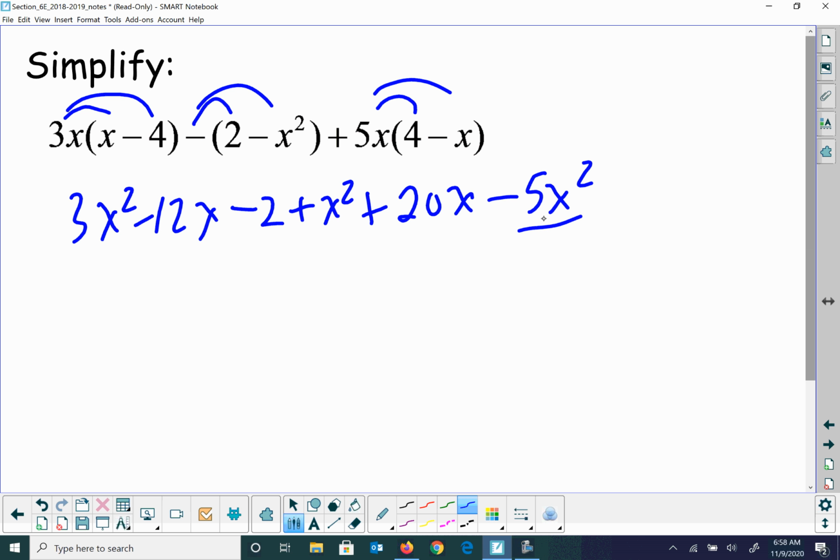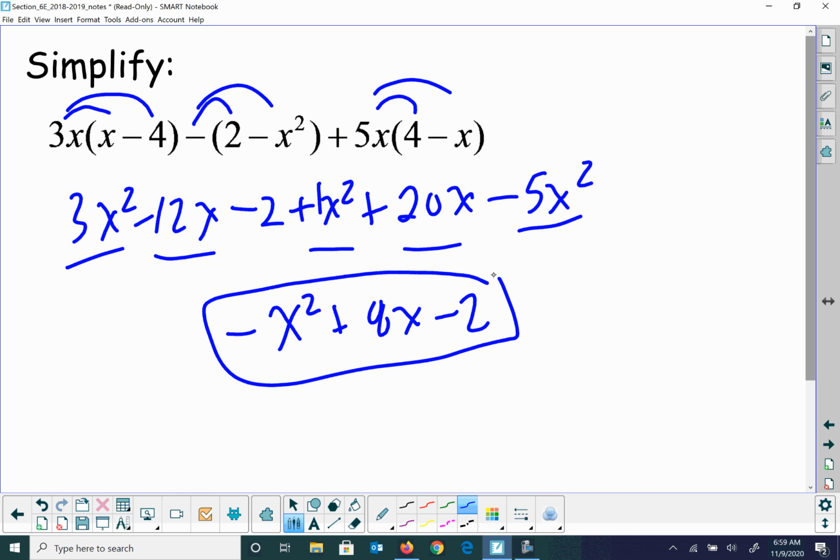Let's combine any like terms we have. So 3x squared plus 1x squared is 4x squared. 4x squared minus 5x squared is negative x squared. Plus 8x minus 2. We're all done.